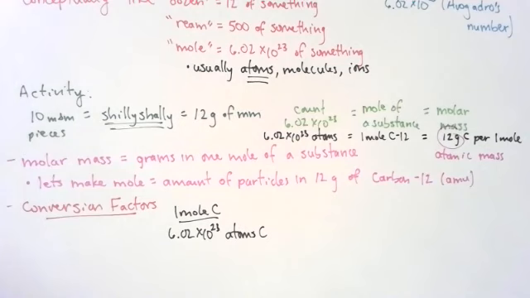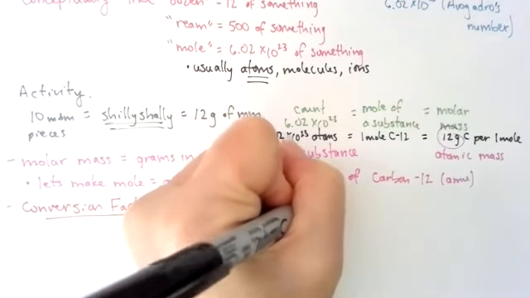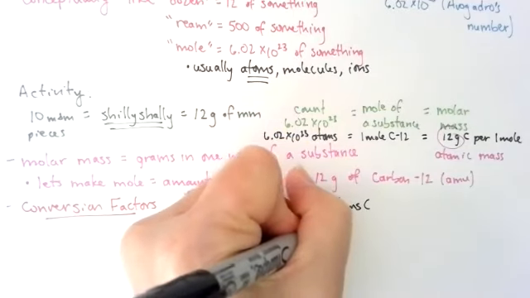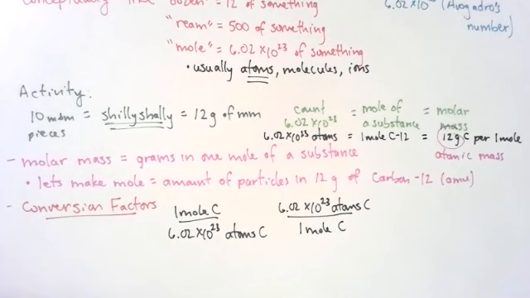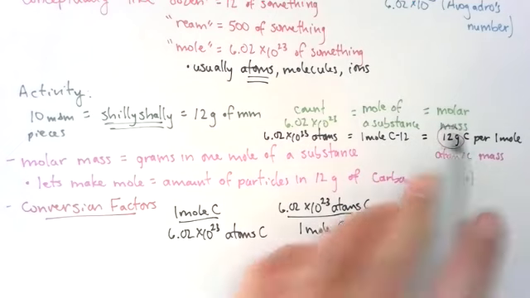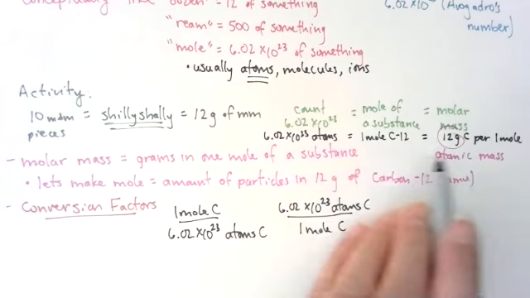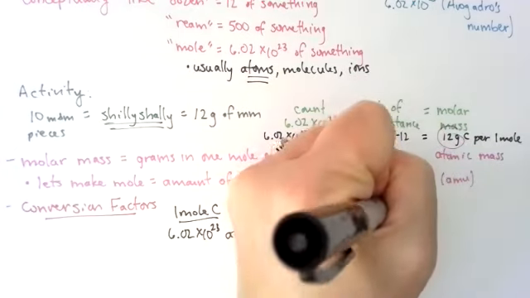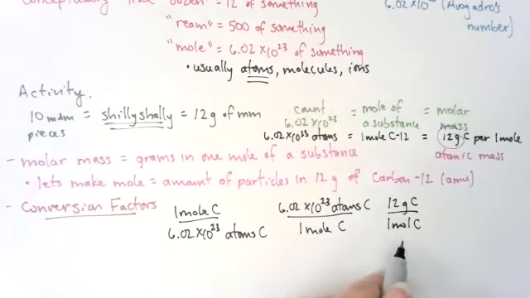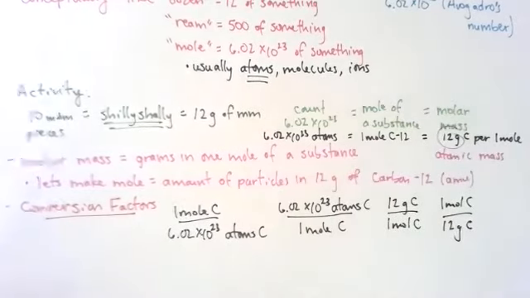And just like all of our other conversion factors, these could be flipped. So I could also write 6.02 times 10 to the 23rd atoms carbon in 1 mole of carbon. Then I have this conversion factor. I have mole to mass. So these two were atom to mole. I can also write mole to mass. So I can say that 12 grams of carbon are in 1 mole of carbon. By the way, the abbreviation is mol. Or I could write 1 mole of carbon is 12 grams of carbon.